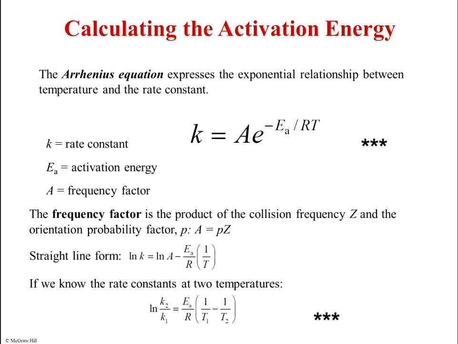Now, we can take that equation, k is equal to A e to the minus E sub A over RT. We can take natural logs of both sides, and then the natural log of the rate constant is equal to the natural log of the pre-exponential factor minus E sub A over RT. And if we do this at 2 different temperatures, then we end up with the lower equation, which will be a useful one later on. The natural log of the ratios of the rate constants is equal to the activation energy divided by R times 1 over T1 minus 1 over T2. So that's a useful equation for you to remember.